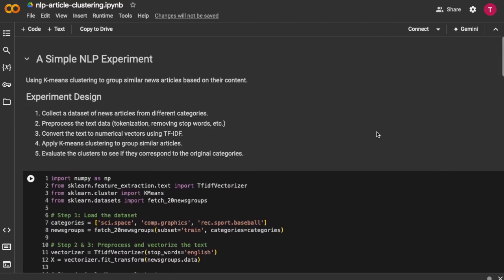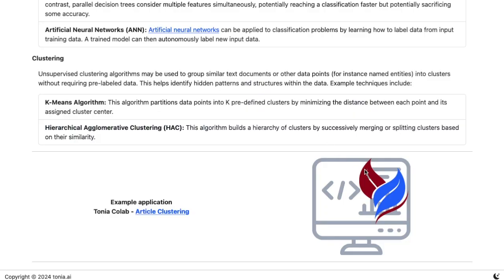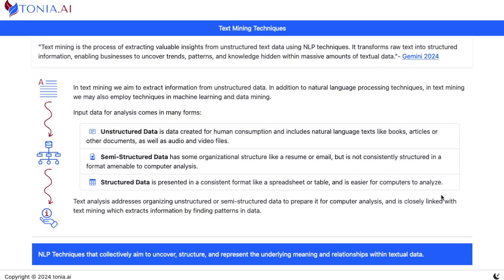This presents you with one simple natural language processing experiment that's combining some natural language processing tasks along with some machine learning tasks to perform some text mining and demonstrate some of the techniques that we've covered in this lecture. I hope you enjoyed it, and this website and code is available for you to revisit anytime.